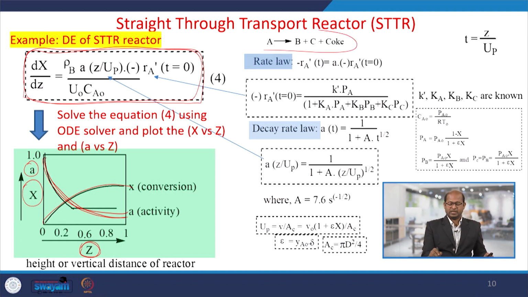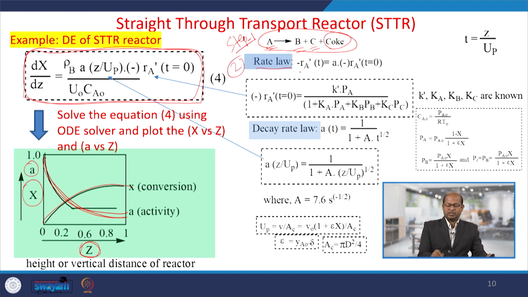So, these are the reactions you can see, whatever we have discussed so far for the straight through transport reactor, step by step calculations. First we have to consider what the reactions would be; stoichiometry is very important. A goes to B plus C, plus coke formation is there. Next step is the rate law.